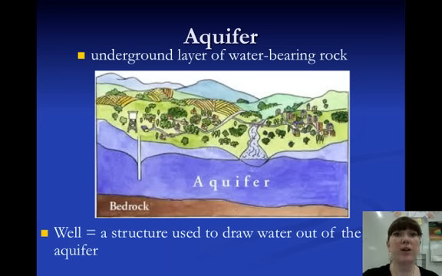Bedrock aquifers, however, are confined, or are typically bounded by other rock units that don't allow as much water to pass through. So these might be harder to access, but they're less easily polluted. But if they're too deep in Michigan, then they might be briny, because remember, Michigan has quite a lot of salt deposits under the surface. Also, a well would be a structure like this one we see here that's used to draw water out of the aquifer.